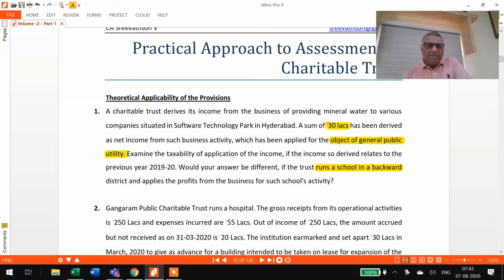A charitable trust derives its income from business for providing mineral water to various companies situated in the software technological park in Hyderabad. A sum of 30 lakhs has been derived as net income from business activity, which has been applied for objects of general public utility. Examine the taxability of application of income if the income so derived relates to the previous year 2019-20. Would your answer be different if it is running a school?